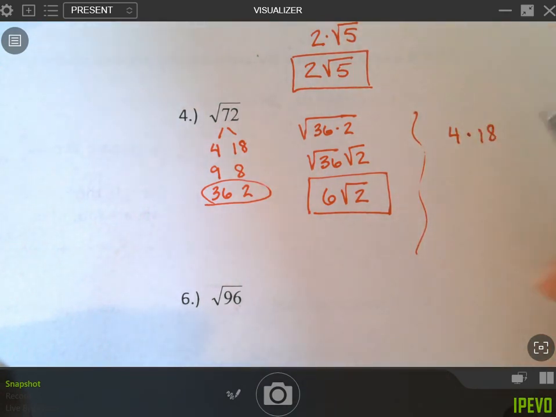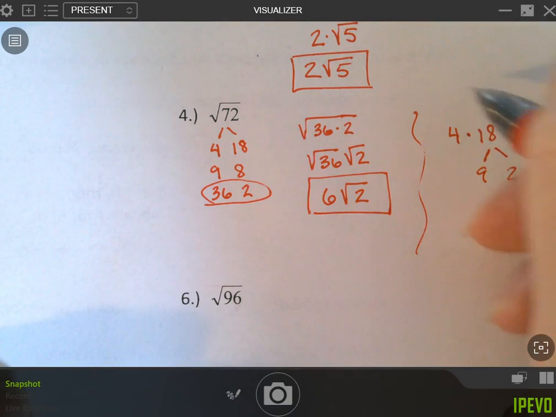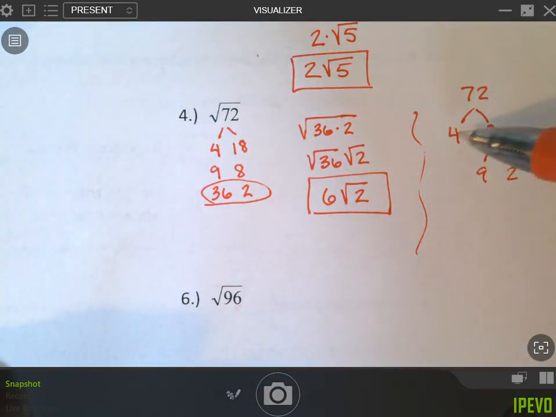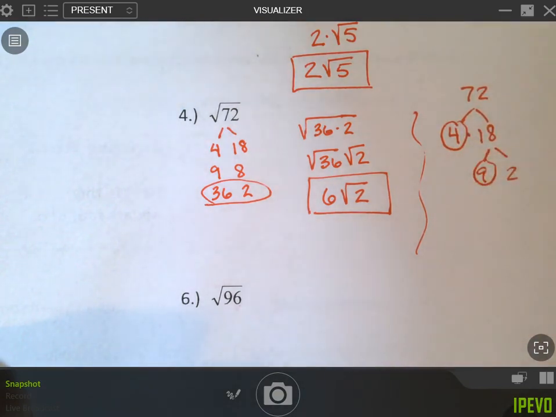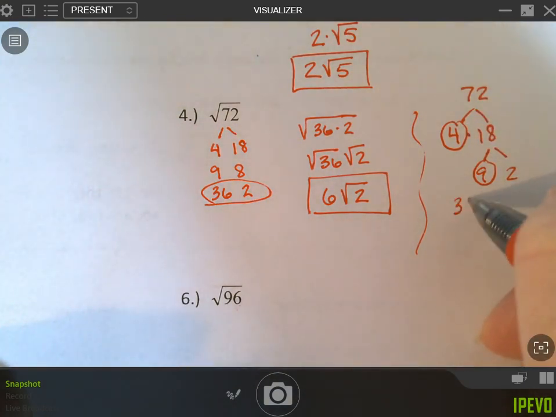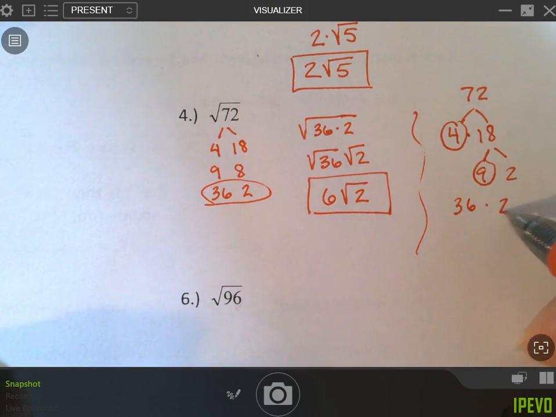4 is a perfect square. Now, are there any perfect square factors of 18? Yeah, 9 times what? If you guys remember doing your factor trees, you would do 72 and you'd have 4 times 18. You found this perfect square of 4. You found this perfect square of 9. What's 4 times 9? 4 times 9 is 36 times 2.